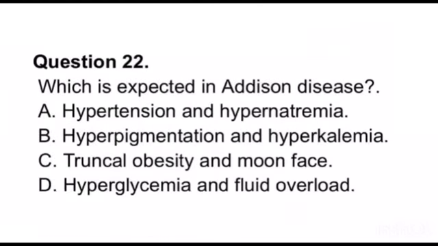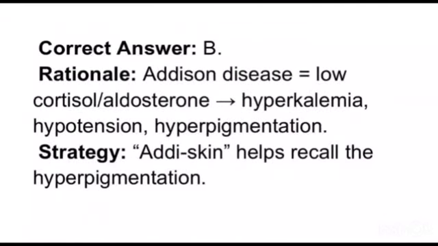Question 22. Which is expected in Addison disease? A. Hypertension and hypernatremia. B. Hyperpigmentation and hyperkalemia. C. Truncal obesity and moon face. D. Hyperglycemia and fluid overload. Correct answer B. Rationale. Addison disease equals low cortisol and aldosterone, leading to hyperkalemia, hypotension, hyperpigmentation. Strategy. Addy skin helps recall the hyperpigmentation.